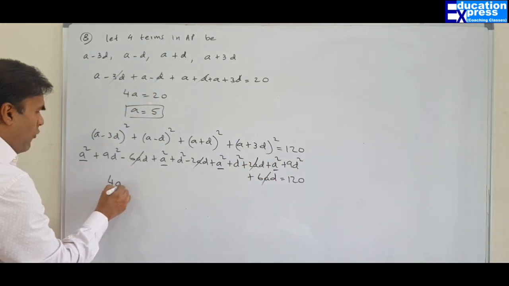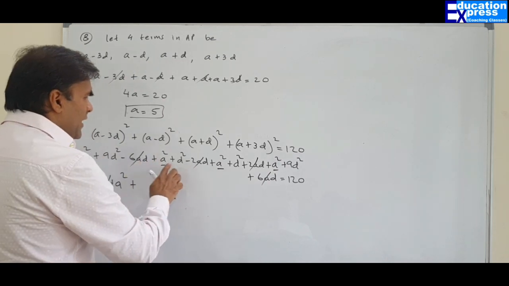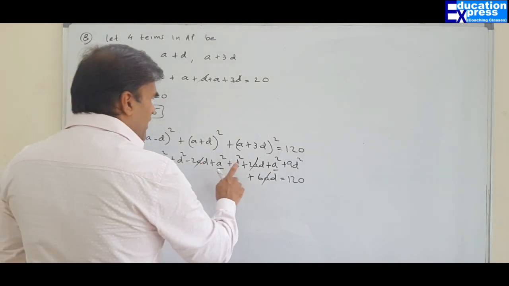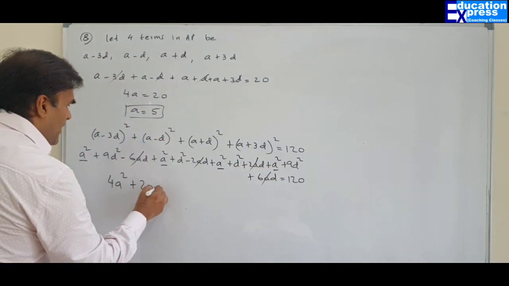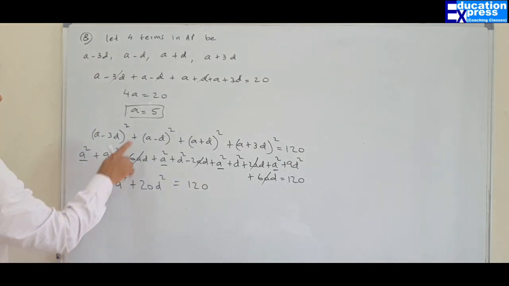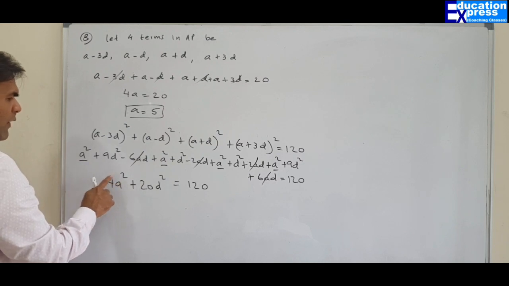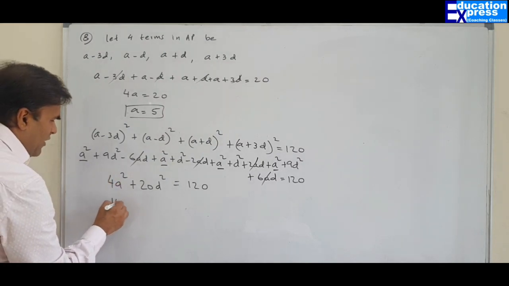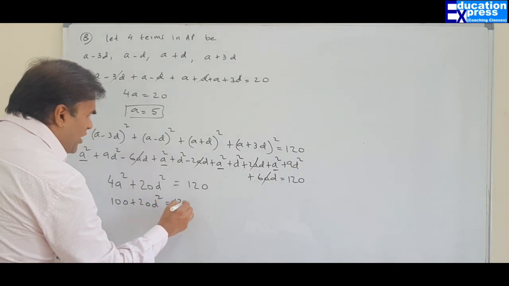That will give me 4a square. 9 and then 10, 10 and 11, 11 and 9. 20d square equals 120. Since we know the value of a is 5, 5 square becomes 25 into 4, which is 100. So we can say that 100 plus 20d square equals 120.